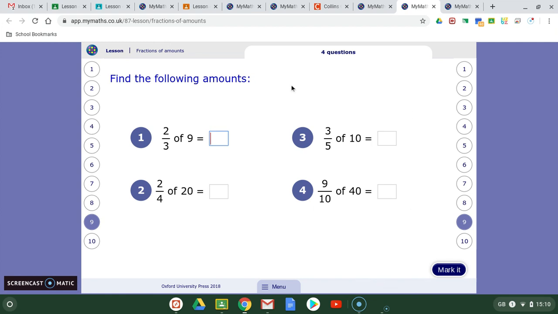Okay, hopefully this has been helpful for you. Little tip, remember, divide by the denominator, multiply by the numerator, this number here. So 10 divided by 5 was 2. 2 times 3 would give you 6. And so the answer would be 6, etc. And that's how you find a fraction of an amount.